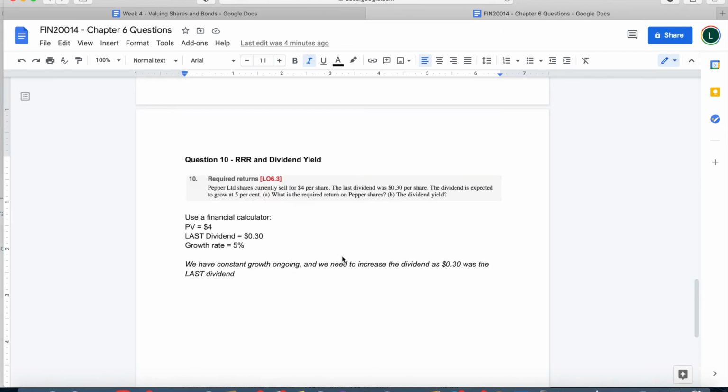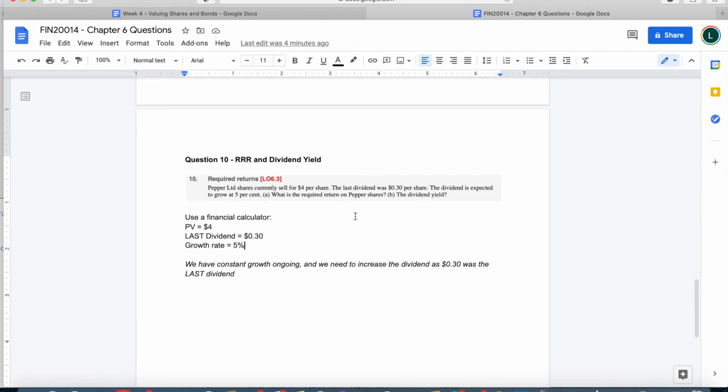Let's have a read. Pepper currently sells its shares for $4 per share, so there's our PV of $4. The last dividend, that's important to say last, was 30 cents per share. A little note there, because it's our last dividend, when we do our calculations, we're actually going to have to apply the growth rate to get our current dividend. The dividend is expected to grow at 5%, there we go. We're going to work out the required rate of return on Pepper shares.